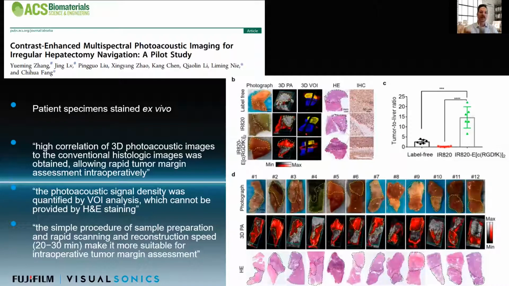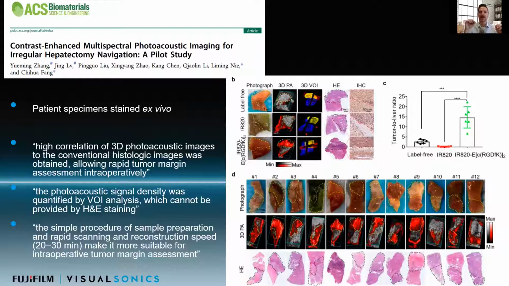This is another part of the paper which I really liked. That was obviously preclinical data. They were doing that in mice. Here, they actually took patient specimens from the clinic. They stained them with this contrast agent. They imaged them in 3D with photoacoustic imaging, and then they just looked at which parts are being stained.